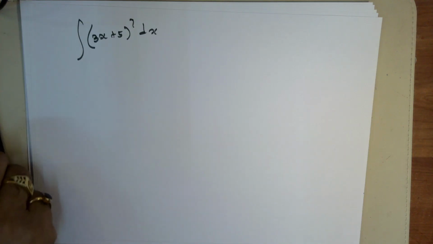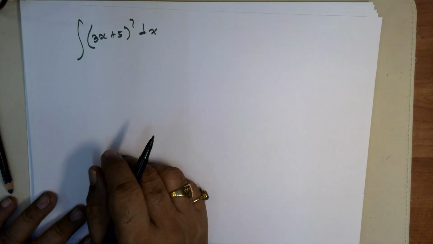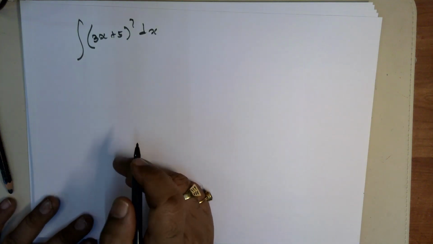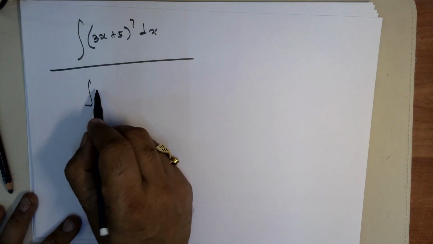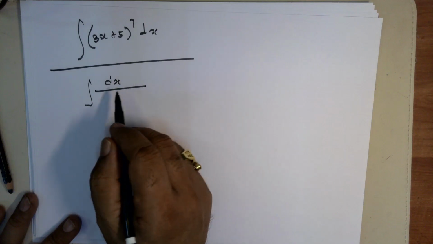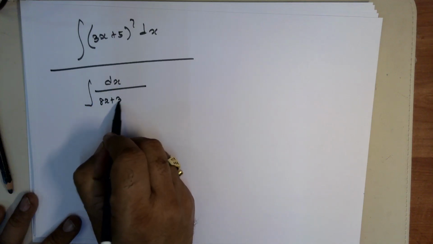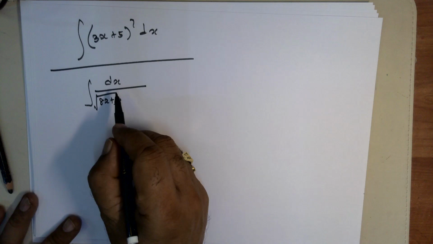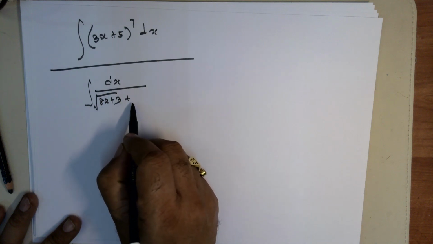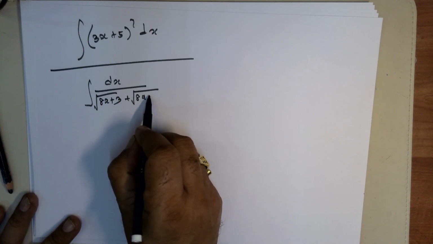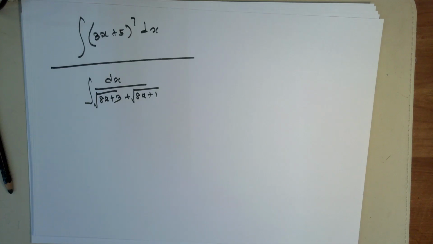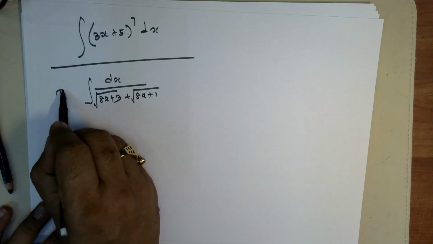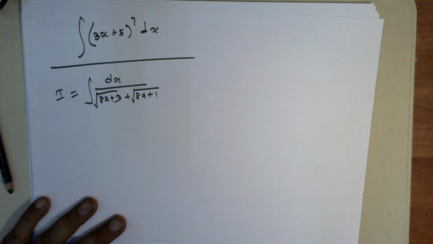Now let us have the ax plus b style, but that is in the denominator. How to do that? Okay, let me proceed. Evaluate the integral of dx divided by root of (8x plus 3) plus root of (8x plus 1). Okay, now we should have some strategy here. Let us call this I, the integral.